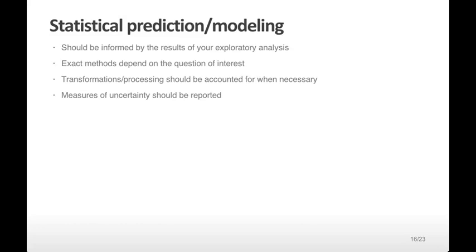Transformations and processing you might have done to the data during your exploratory or pre-processing of the data should be accounted for when necessary in the downstream analysis. For example, if you fit a model on the log transform values, you should pay attention to how this might change the modeling assumptions that you're using in your data analysis. Recall that measurements of uncertainty should always be reported for statistical models and predictions.